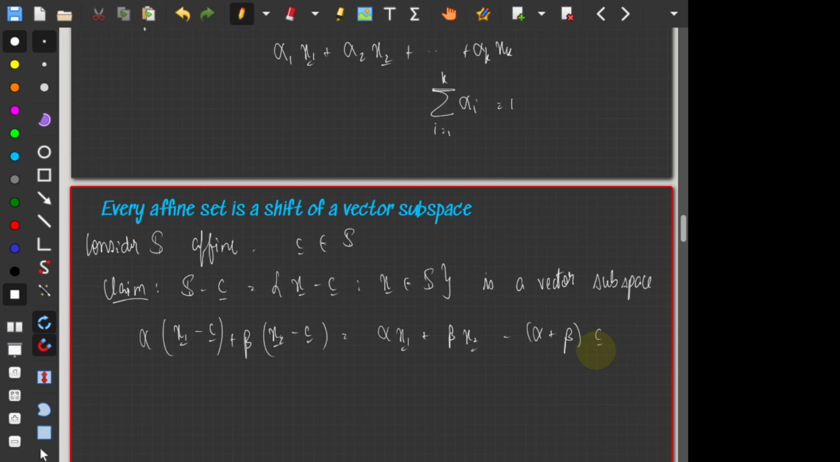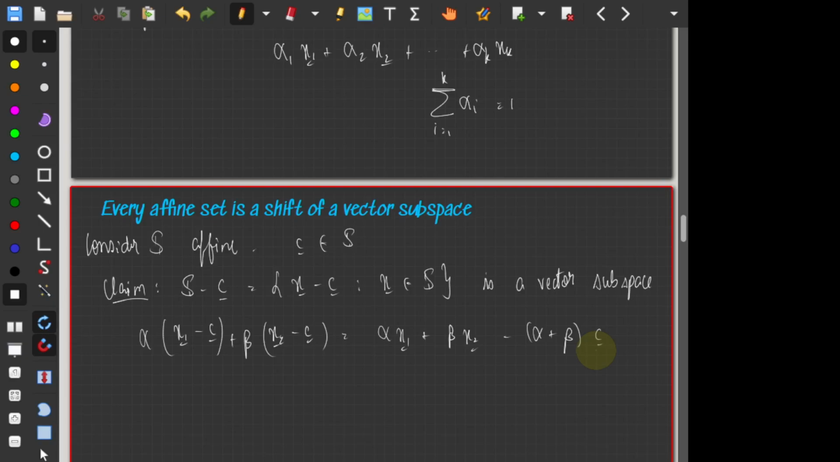So remember, right now we have 3 points, right? We know that x1 belongs to S, x2 belongs to S, C also belongs to S, because that is how we chose C, right? C is another point. So I know that every affine combination of x1, x2 and C also lies in S.